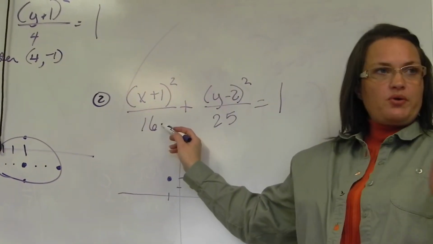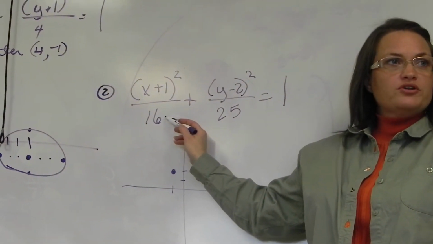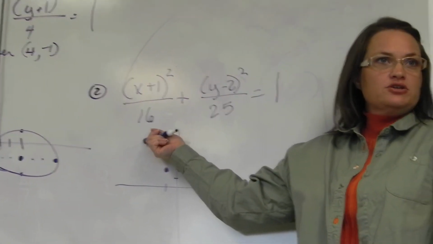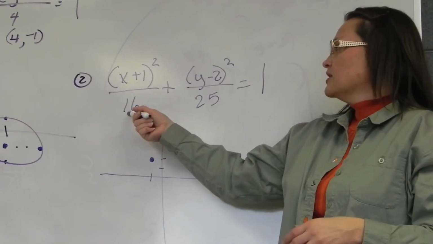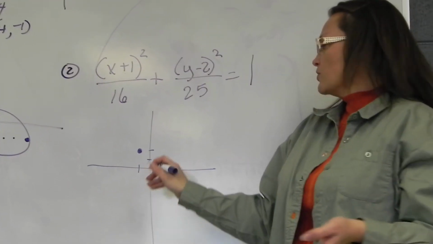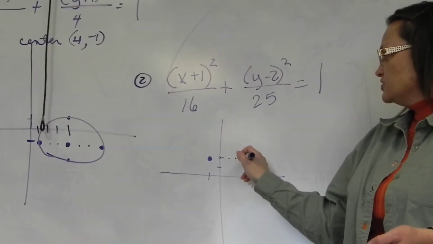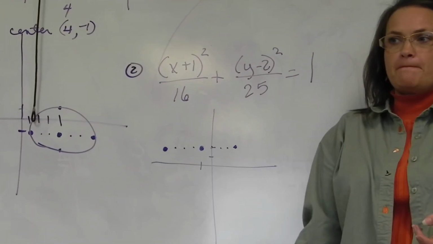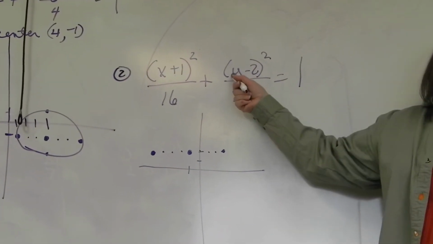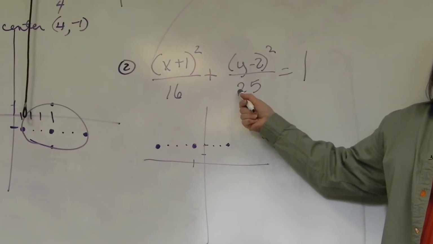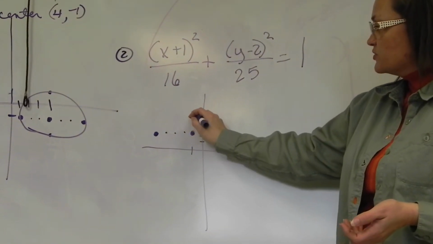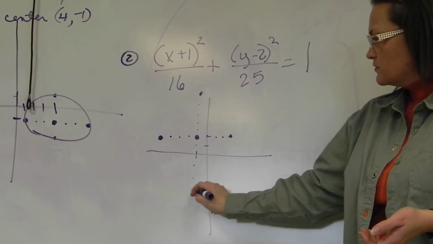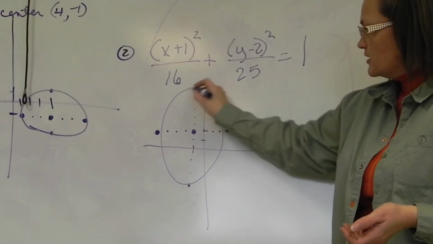Under the x, we square root that number, which is 4, and hopefully these numbers are nice numbers. If it's not a perfect square, you'll have to get your calculator to give you an estimate. But the square root of 16, which is 4, is how far you go each direction on the x-axis. And then under the y, the square root of that is 5, so you'll go up and down from the center by 5. And then draw that in, and that's your ellipse.